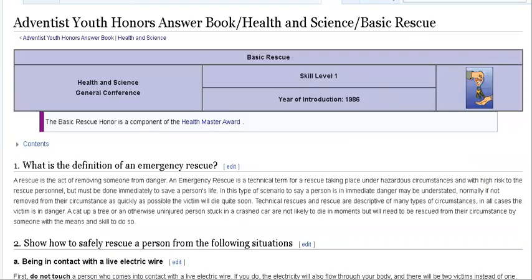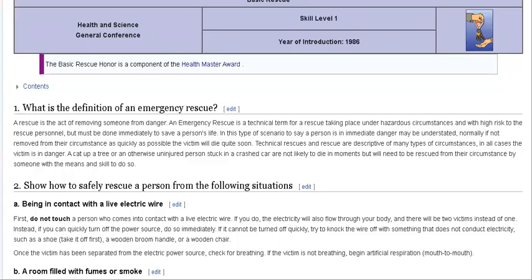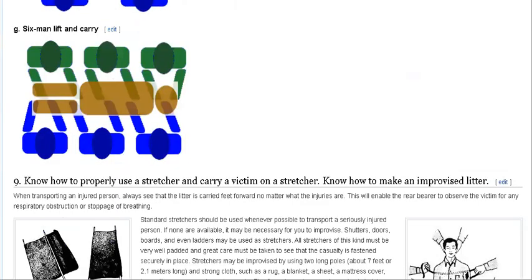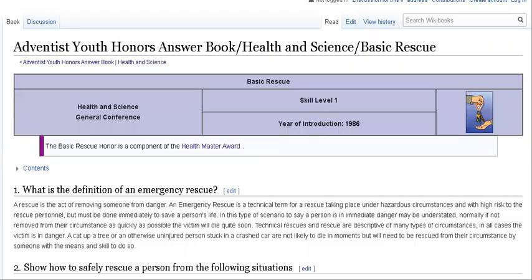So third honor, basic rescue. This honor is short. So what is the definition of an emergency rescue?